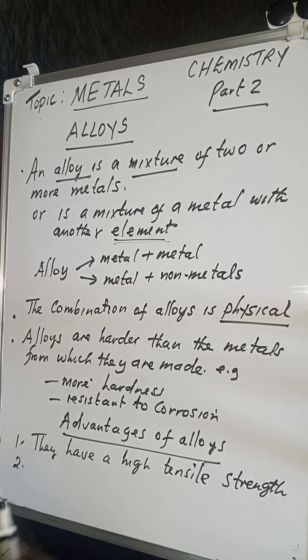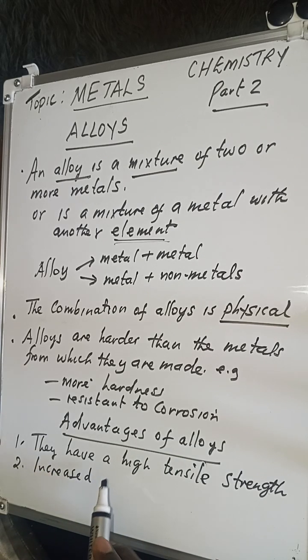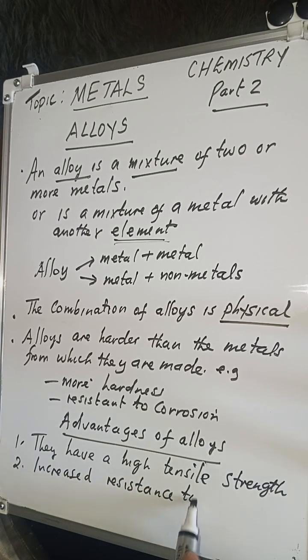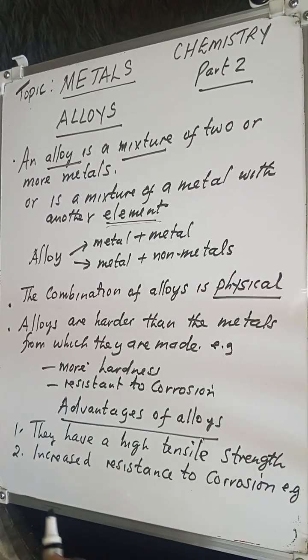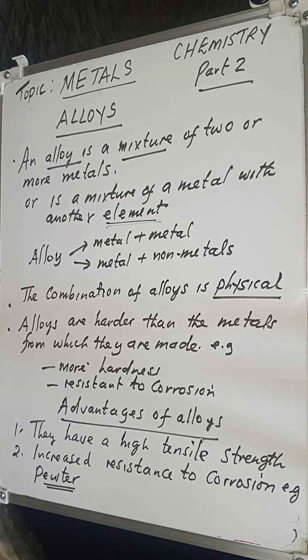Apart from that, alloys have increased resistance to corrosion. That is what we mean. A very good example that I can give you: most of the materials that are used in making teapots, there's that material which we simply call pewter. Pewter makes the teapots very shiny, so that makes them resistant to corrosion.